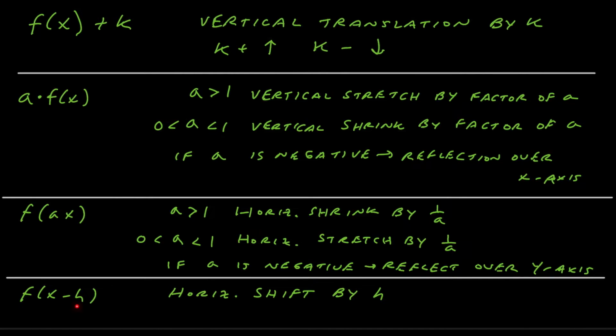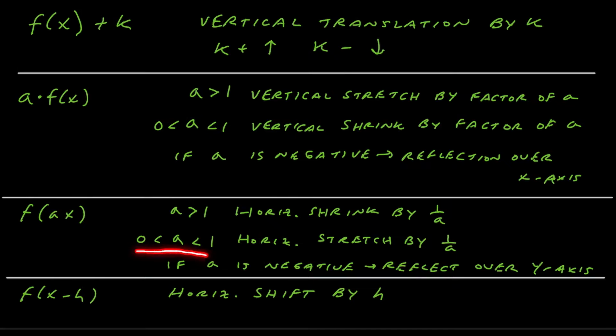But if you see here x minus h, if it's x minus 3, it's actually shifting to the right positive 3. And then the last one that sometimes students struggle with is f of a times x. You can see again that the a value is grouped with the x, in parentheses. And what happens is if a is greater than 1, it's a horizontal shrink by 1 divided by a. So for example, if this was f of 2x, it would multiply all the x values by 1/2, and that's what shrinks it horizontally in the x direction.